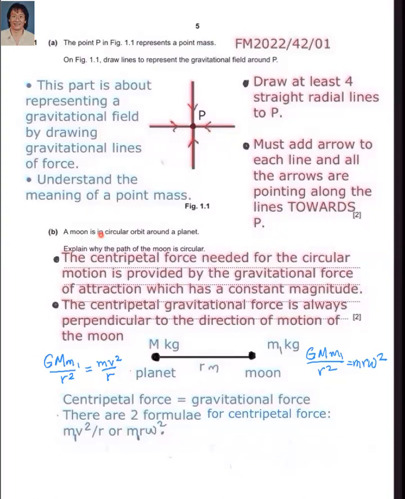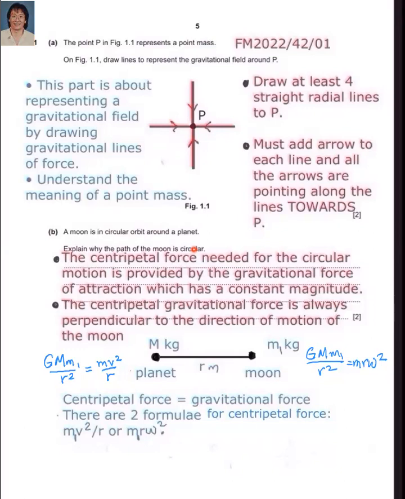Part B. The moon is in circular orbit around a planet. Explain why the path of the moon is circular. To answer this question, we need to know the conditions for an object to undergo uniform circular motion. First, there must be a force that provides the centripetal force. And the centripetal force must always be directed towards the center of the circular path. Or you can also say the centripetal force must be perpendicular to the direction of motion of the object.